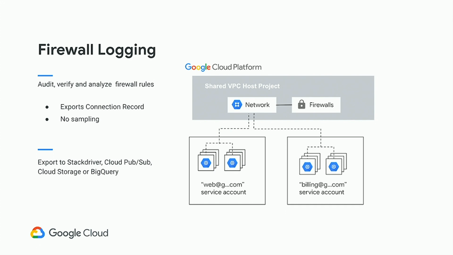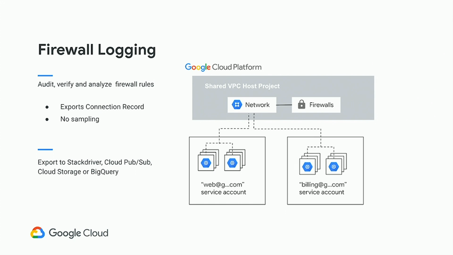Another really important feature that we have launched to GA over the past year is firewall logging. Firewall logging basically allows you to see reports of connection records that get created every time a firewall rule gets applied on a connection. Firewall logs are not sampled, unlike VPC Flow Logs, but there is a limit on the number of connection records that get exported in a 5-second interval, and this limit depends on your machine size.